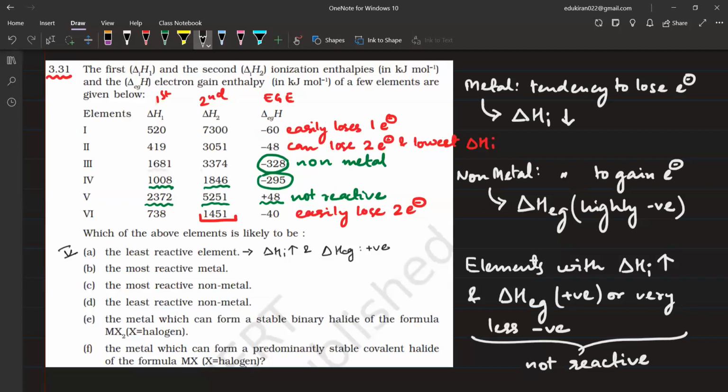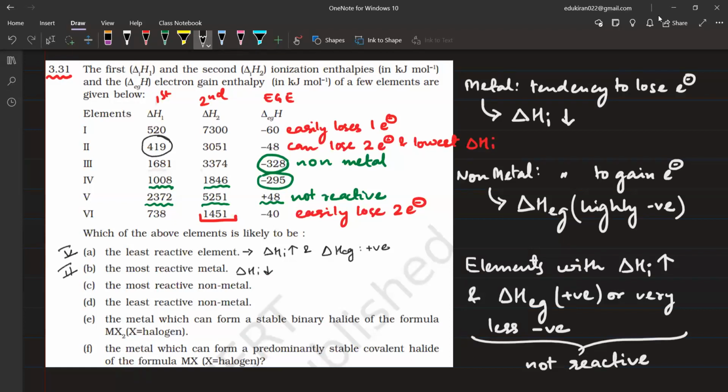Okay. Most reactive metal. So when they are asking about metal, then I have to look at the ionization enthalpy, and it should be quite low. So which of the following has the least ionization enthalpy? I think this is the second one which is having the least ionization enthalpy. Correct, guys? Yes or no? Please tell me. Yes, sir. I can write that. This is delta Hi should be less, and the least one is for the second one.